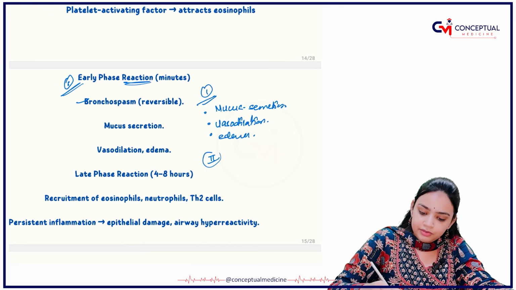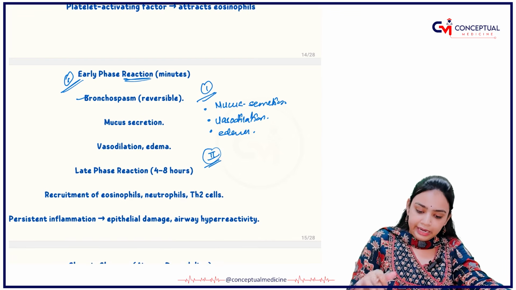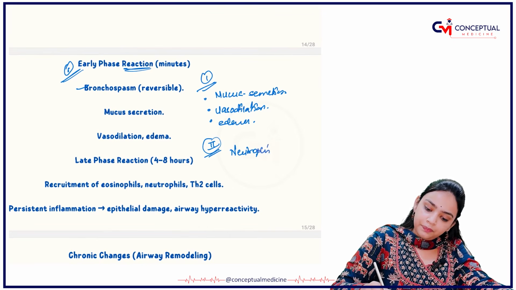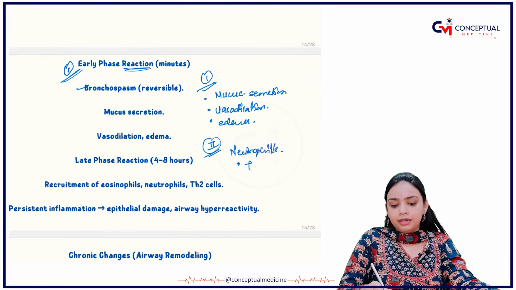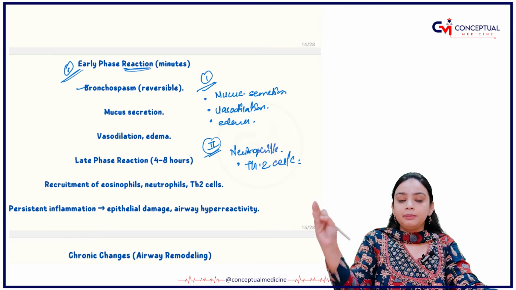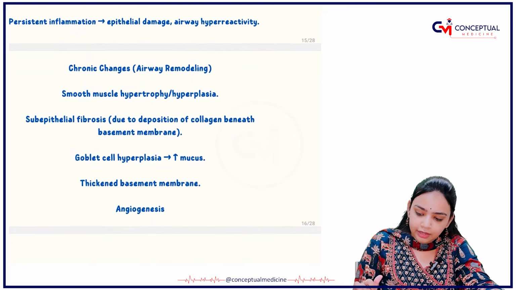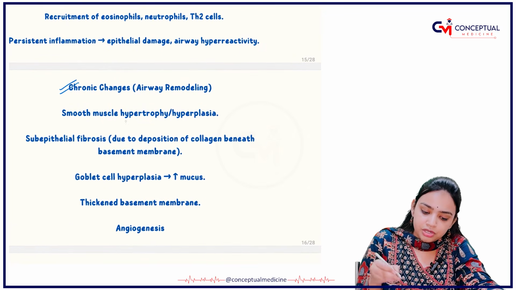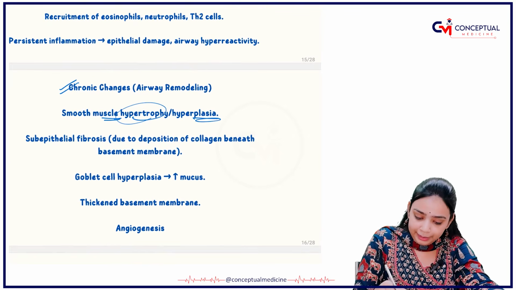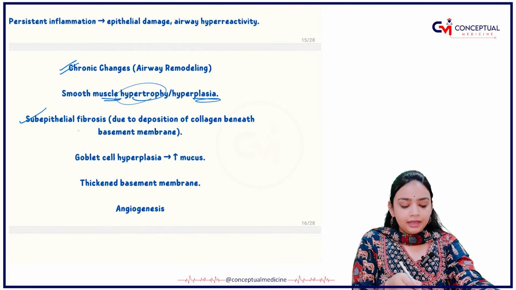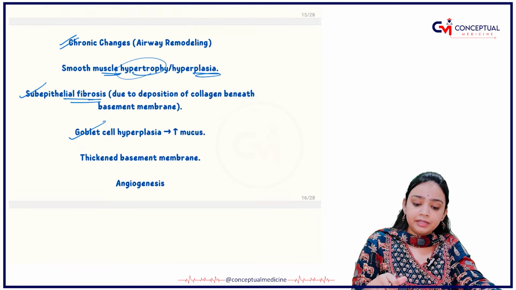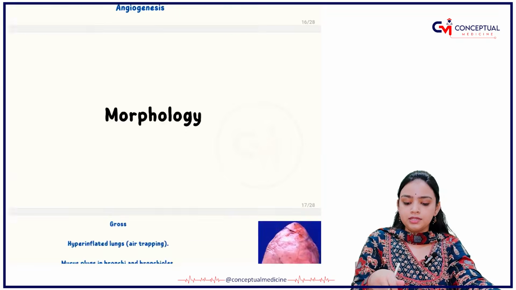Then this was the first phase. The second phase that you have is the late phase, that is for 4 to 8 hours. There will be the recruitment of neutrophils, and there will be T2 helper cell activation. Next you have other chronic changes. There will be smooth muscle hypertrophy or hyperplasia, subepithelial fibrosis, and goblet cell hyperplasia, which will increase the mucus level.